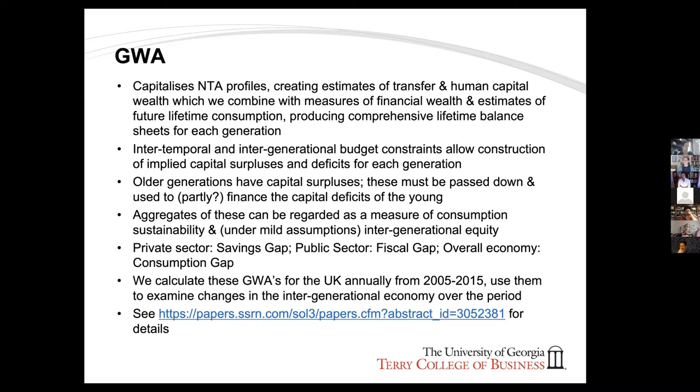And what we find, unsurprisingly, is that in every country we've looked at and every time period we've looked at, older generations have capital surpluses. Because of the conservation of wealth, which doesn't get destroyed when people die, at least not financial wealth, it must be passed down, and it's used to partly finance the capital deficits of the young. So in each country we've looked at, there's a dividing age, roughly the mid 40s. Above that age, people are in capital surplus. Below that age, people are in capital deficit.